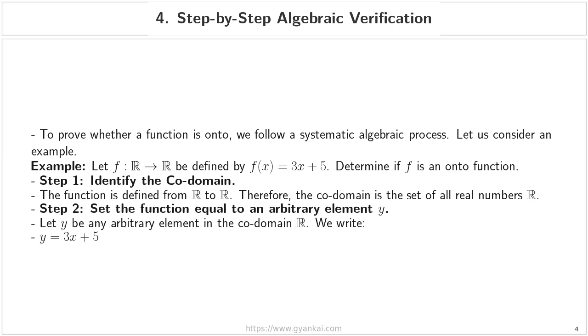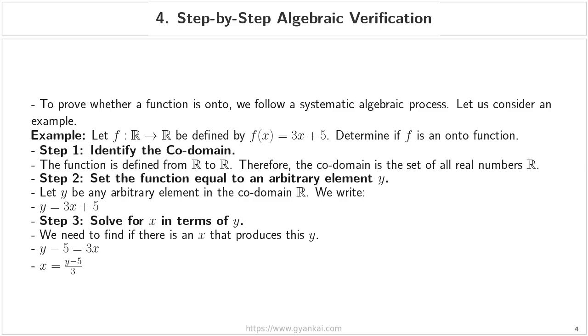In step 2, we set the function equal to an arbitrary element, which we will call y, by picking any general element y from the codomain of real numbers. We can write the equation y equals 3x plus 5. Step 3 requires us to solve for x in terms of y. We are trying to find if there is an input x that will produce our chosen output y. If we subtract 5 from both sides, we get y minus 5 equals 3x. Then, by dividing both sides by 3, we find that x equals (y minus 5) divided by 3.